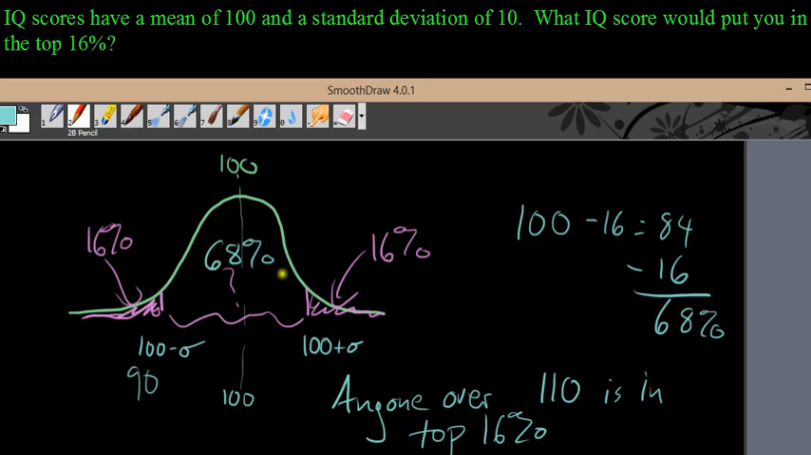All right, well, that's the empirical rule, and hopefully that made sense. And next one, we'll talk about Chebyshev's theorem. The empirical rule is only for bell-shaped distributions. Chebyshev's theorem works for any distribution.